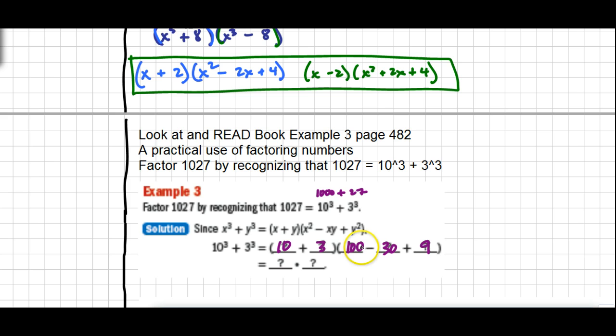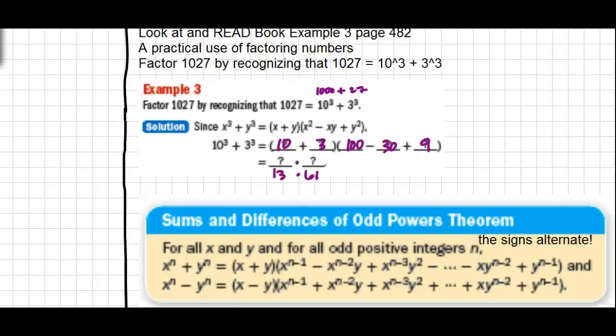So now I just follow the signs and I do the order of operations. So I'm going to get 10 plus 3 there is 13. Over here I'm going to do 100 minus 30, that's 70, minus 9 is going to be 61. So all you have to do there to factor 1027 is know that it's going to be 13 times 61. So it's kind of a cool way to factor using the sums of cubes theorem that we just looked at.